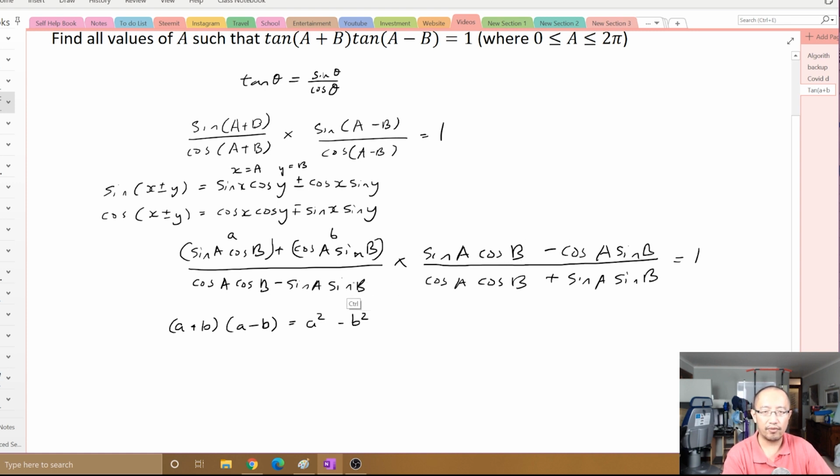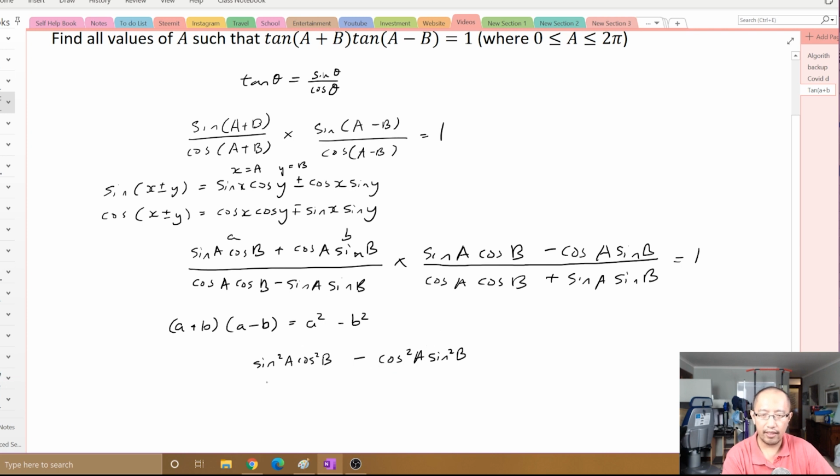So a times b, a plus b times a minus b is a squared minus b squared. So I'm going to write a squared, which is sine squared a cos squared b, minus b squared. B is that, so it's cos squared a sine squared b. Right, so that's a, that's b, and this is a squared, this is b squared.